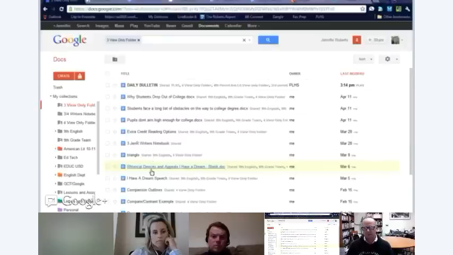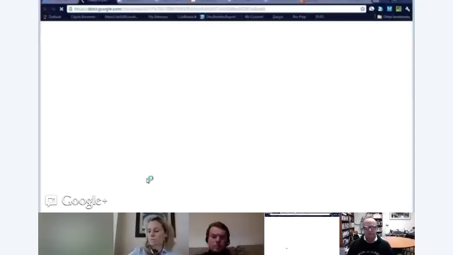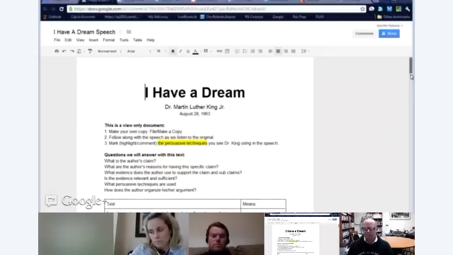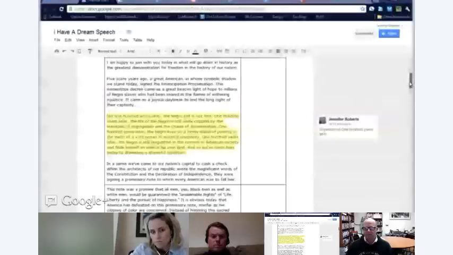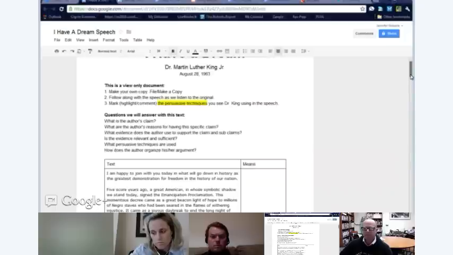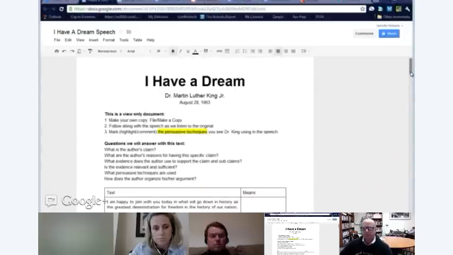For example, I pushed out to them the I speech, and this comes up. So it's a view-only document. They have to make their own copy of it. I wanted to format it with them fairly particularly. I wanted it to say the text, this is what it means. Because I had that formatting in mind to scaffold their reading, I needed to make the document and share it to them. So I put it in their view-only folder, and then they can make their own copy of it.